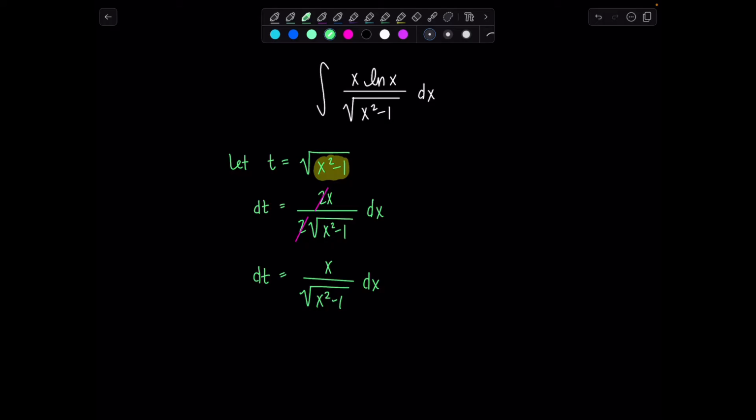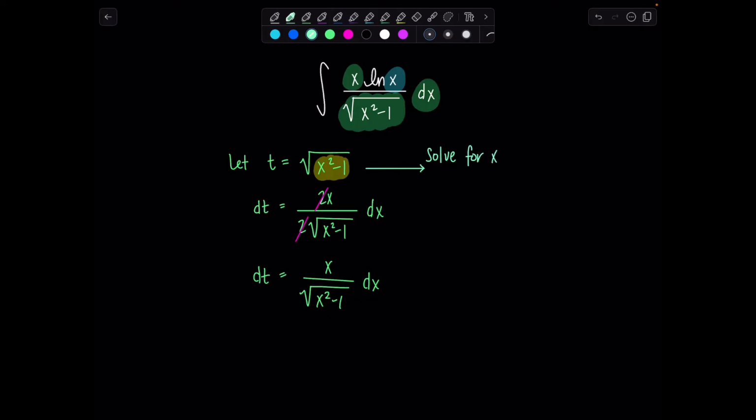And notice that was pretty spectacular because here's x over rad x squared minus 1 dx. So all that stuff I just highlighted is dt. I'm still left with ln of x. So what am I going to do? I'm going to come back right here and I need to solve for x in terms of t.